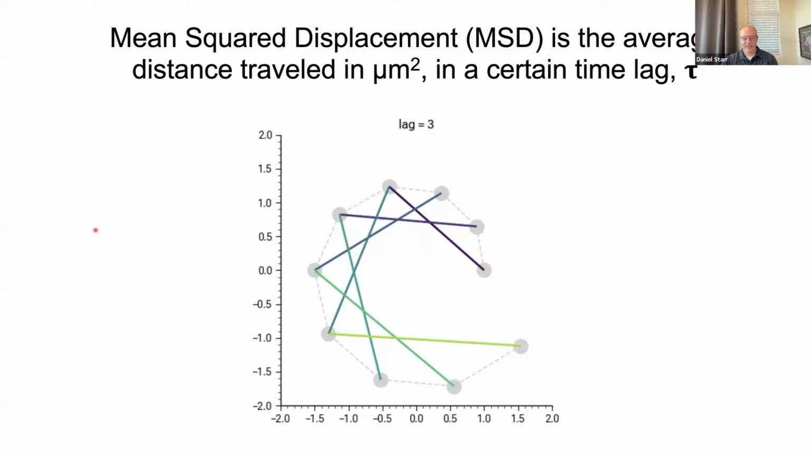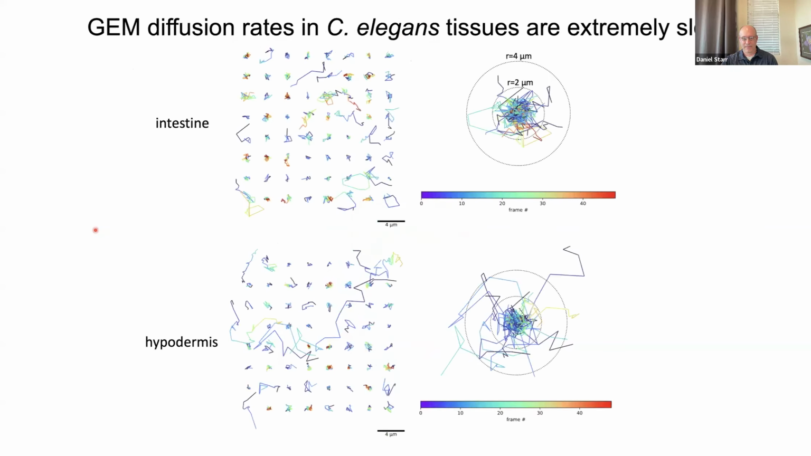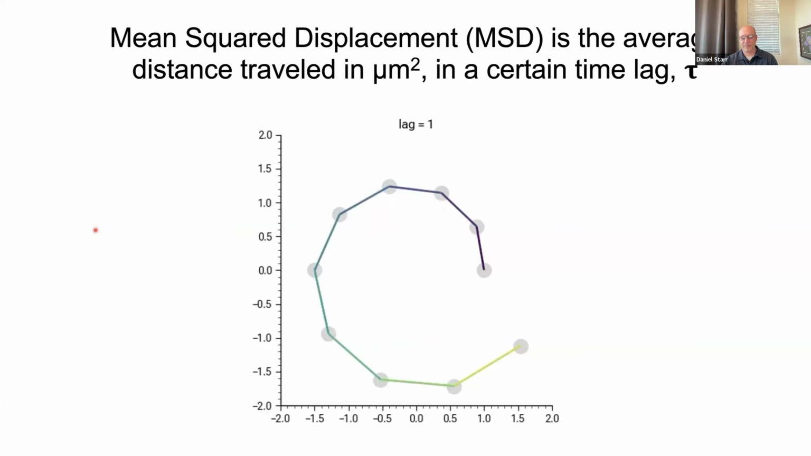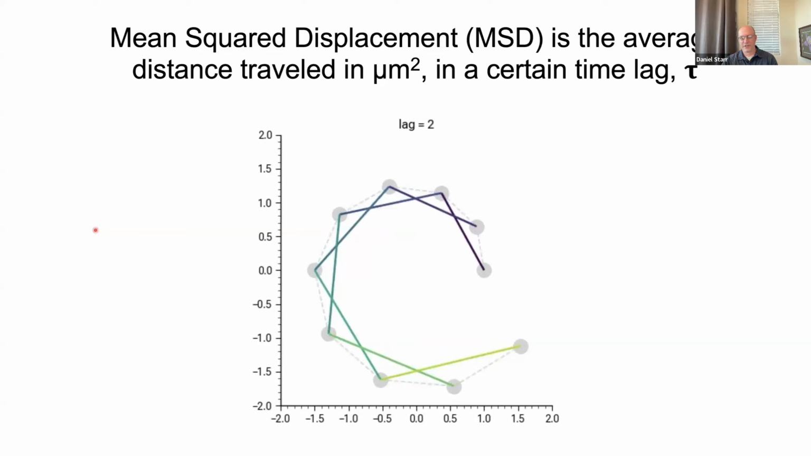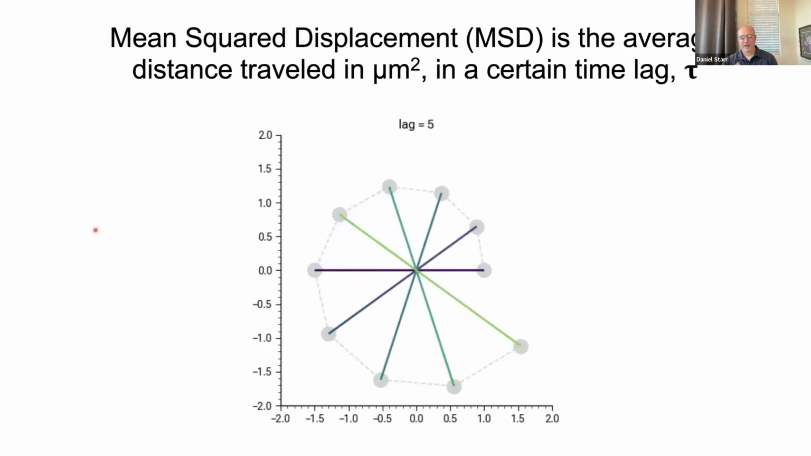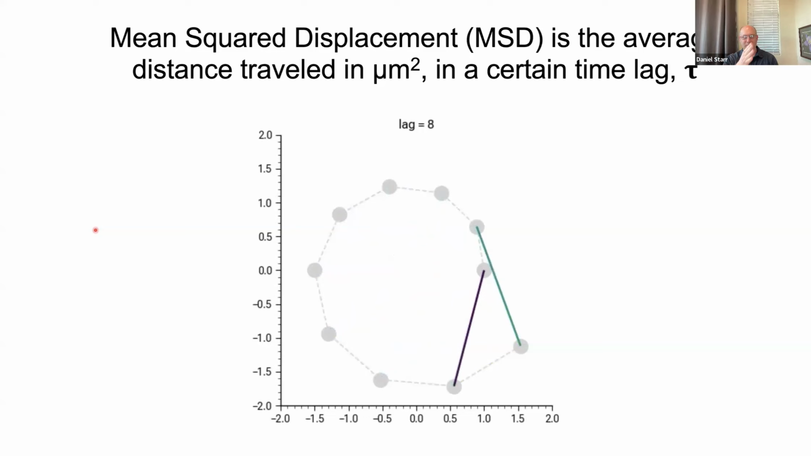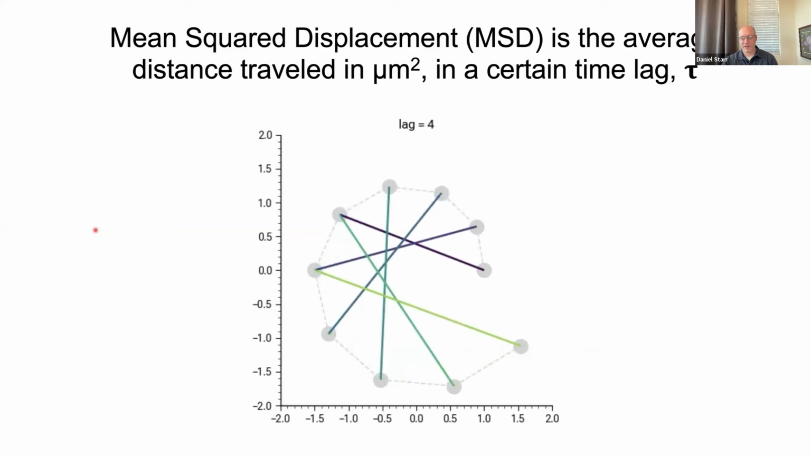And you can do this at all sorts of different times. So here, 1, 2, 3, 4, all the way up to 9. And you keep sampling this, and then you can plot the mean squared displacement over this time lag, and you'll get a curve.